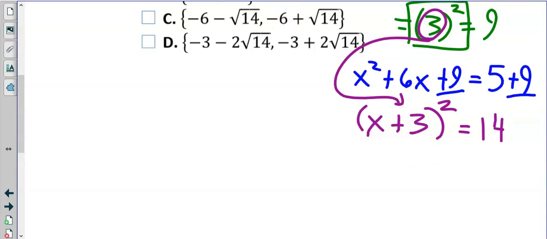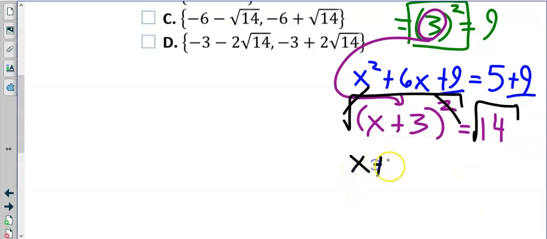It's all done. All we need to do now is get x by itself for the answer that we're going to look for. So square root both sides. That's right. So we're going to square root both sides because that's how we get rid of something squared. So the square root and the square take care of each other, leaving us with? X plus 3. Now what's the other side equal to? Square root of 14. Nope.